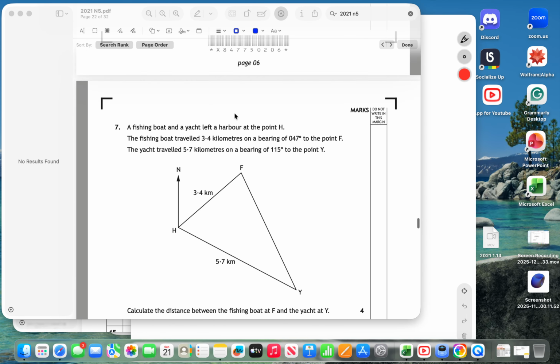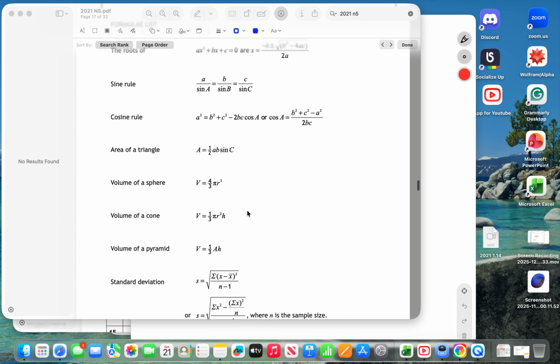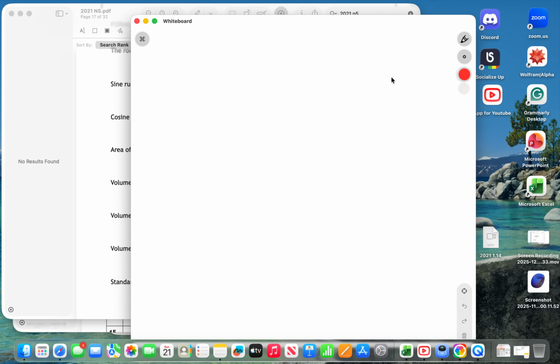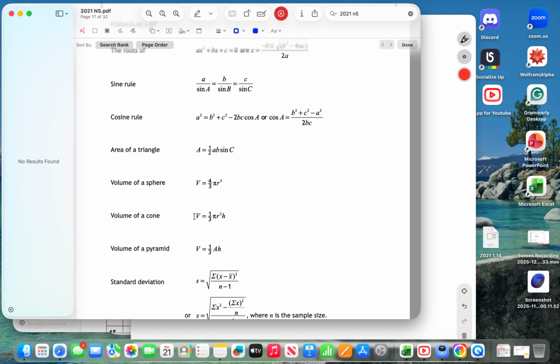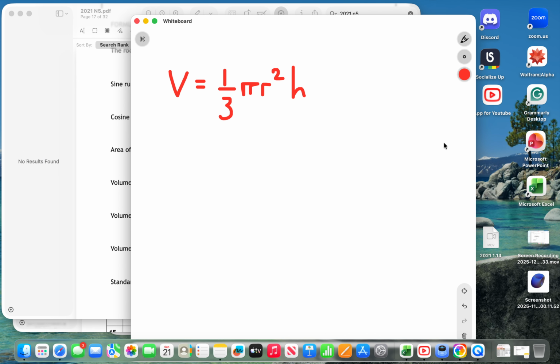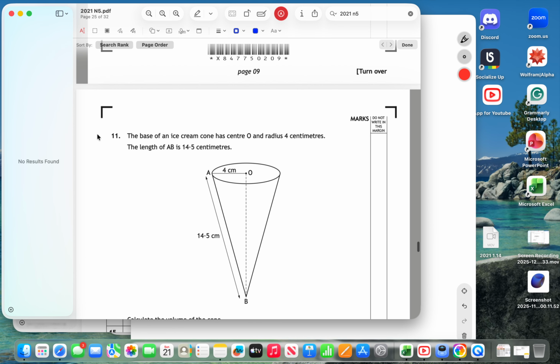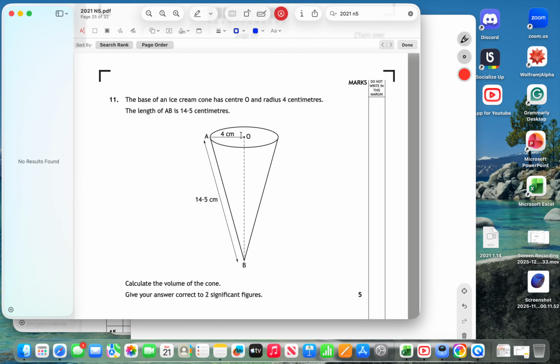You have a look at the formula for the volume of a cone. You're given the volume equals 1/3 pi r squared height. Have a look there. A cone is 1/3 pi r squared height. And we'll go down and we have the radius is 4.